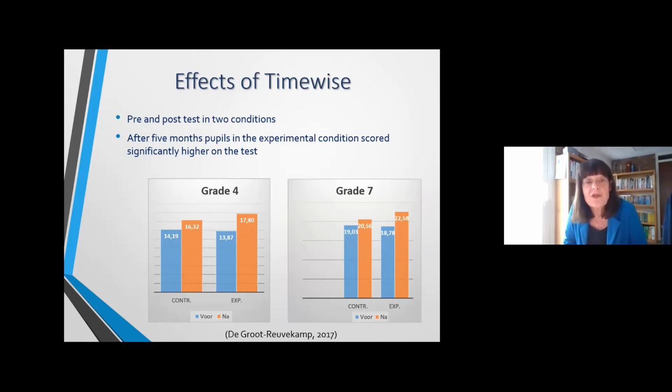When it comes to effects, I use my own study as an example. About 800 pupils in grade 4 and grade 7 worked for 5 months with an approach called Timewise, in which pupils constantly had to make connections between historical events and the timeline while using stories, pictures, and videos. And the outcomes of this study, you can see on this slide: after 5 months, the pupils in the experimental condition scored significantly higher on the test on the understanding of historical time.